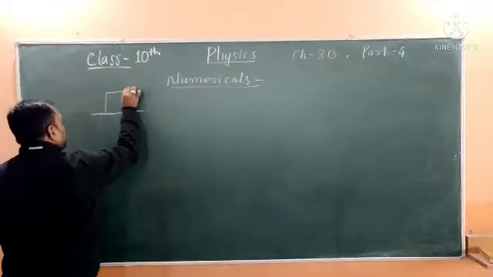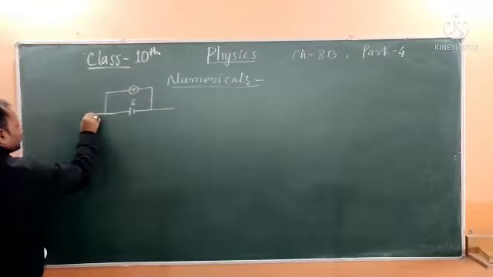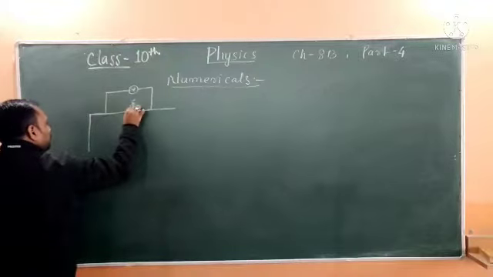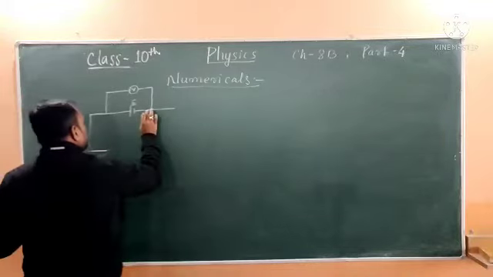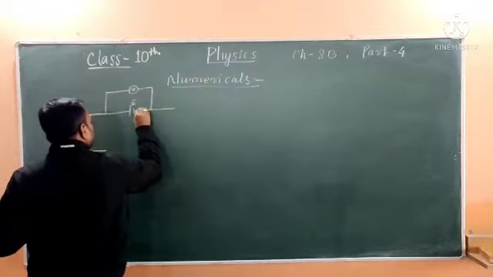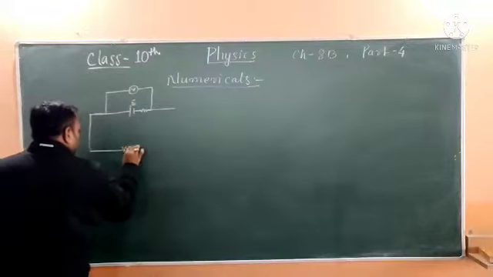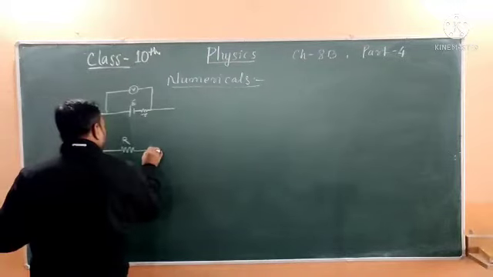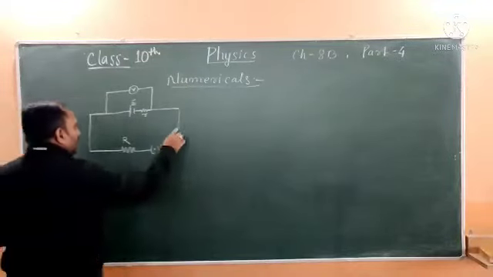A voltmeter. Voltmeter is a device which is always connected in parallel to measure the potential difference. There is a resistance, internal resistance, external resistance, and a switch. Okay, ammeter.